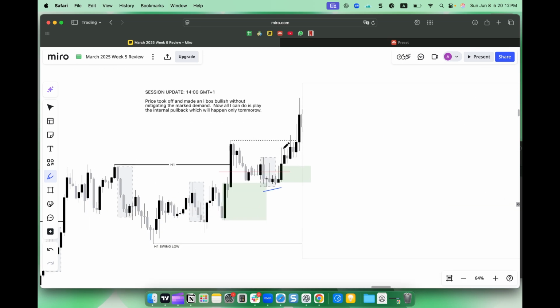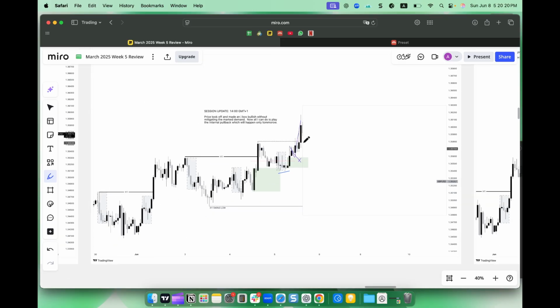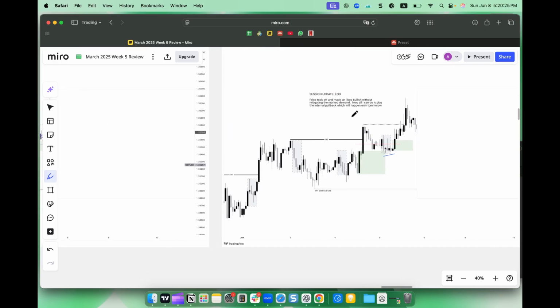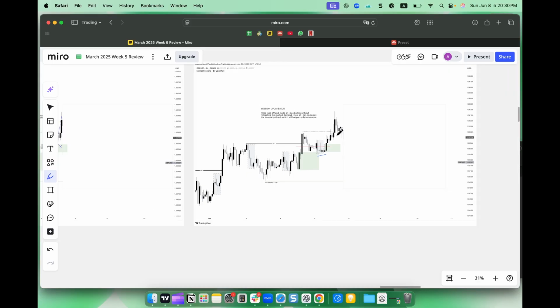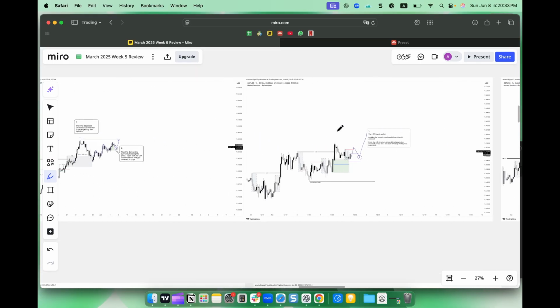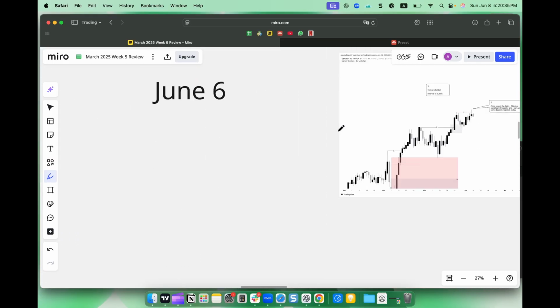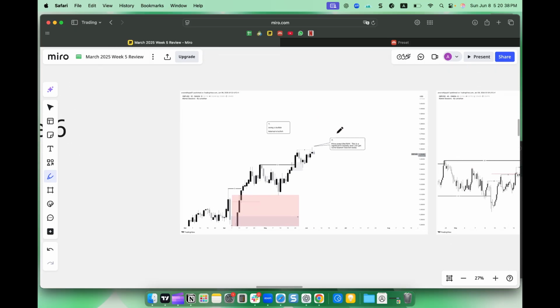But unfortunately, price did not mitigate this demand zone. It almost came, but it started to push up, and eventually at 14, we saw a huge, massive candle break up, and there is no returning back of the price. So that's June 6, or June 5 for you. So moving on into June 6.